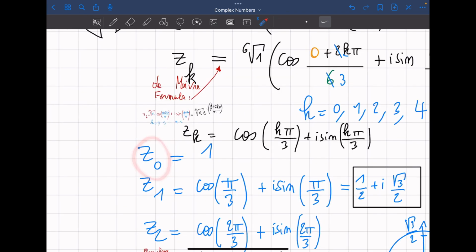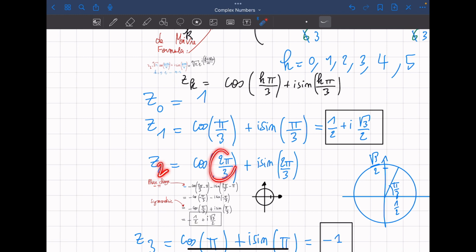The first root, which is when k is equal to 0, is equal to 1, because we have cosinus of 0 plus i sinus of 0. When we put a 1 in it, we get cos of pi divided by 3 plus i sinus pi divided by 3. So we get this number. Then for k equal to 2, we get this.